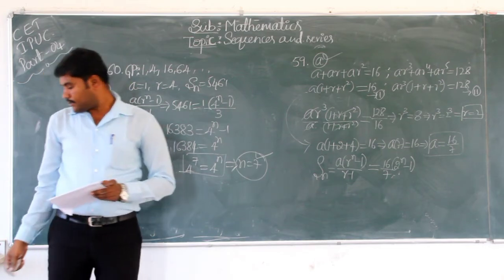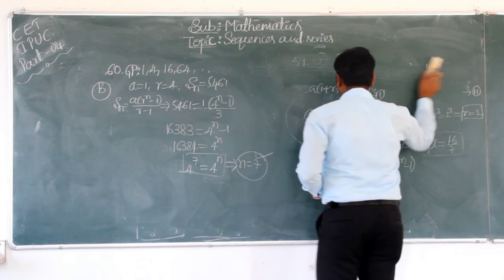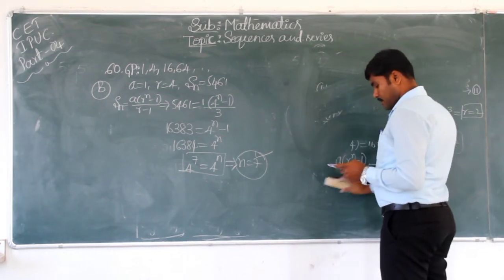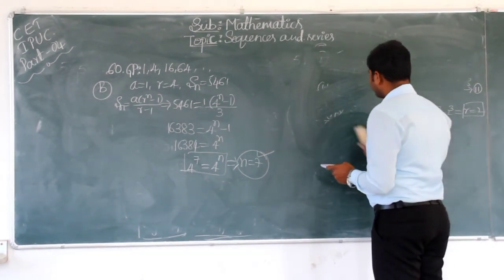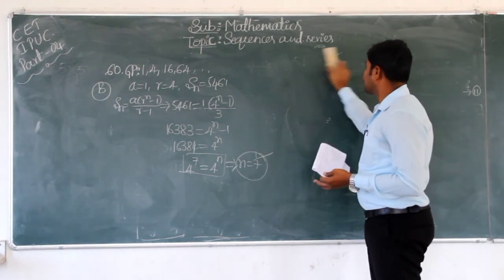And the next is the 61st problem. Find the geometric mean between 4 and 9.